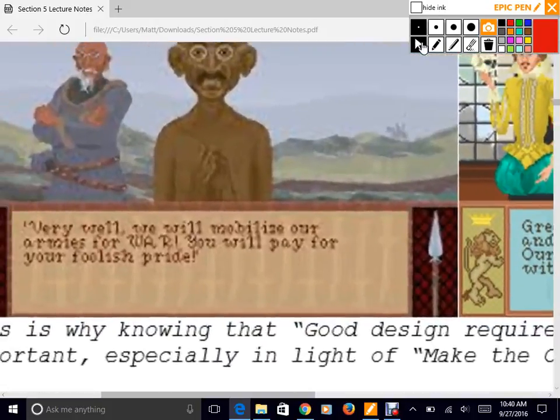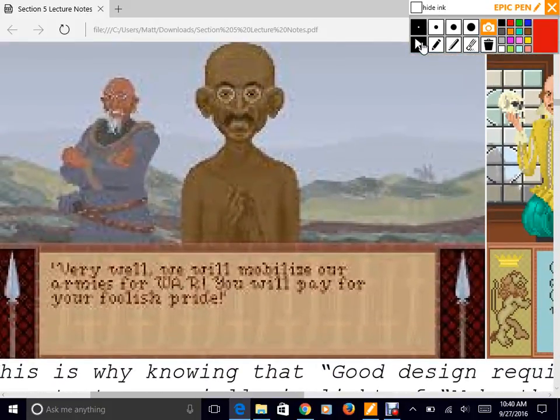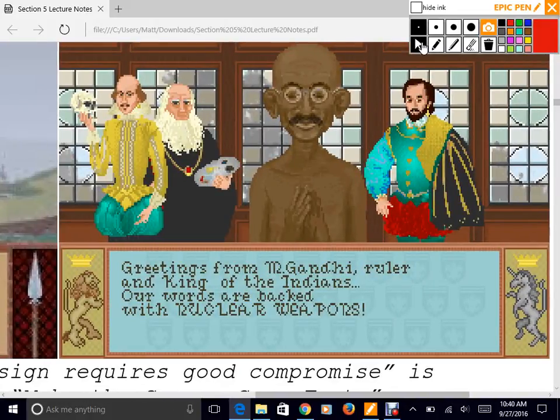Very well, we will mobilize your armies for war. You will pay for your foolish pride. And greetings from Mahatma Gandhi, ruler and king of the Indians. Our words are backed with nuclear weapons. See, he has conquered Shakespeare and all the other British people, right?